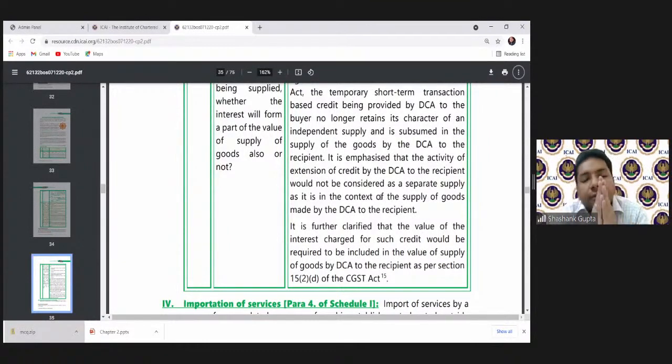Suppose DCA is covered under Schedule 1. 10 lakh rupees worth of goods were sold. Against that 10 lakh, it makes the payment to the principal for 10 lakh rupees, on behalf of the buyer. But from the buyer, it says 10 lakh rupees for value of goods plus 1 lakh rupees interest you need to pay me. So total I will charge 11 lakh rupees. In such cases, the DCA or the del credere agent has to pay tax on 11 lakh rupees.